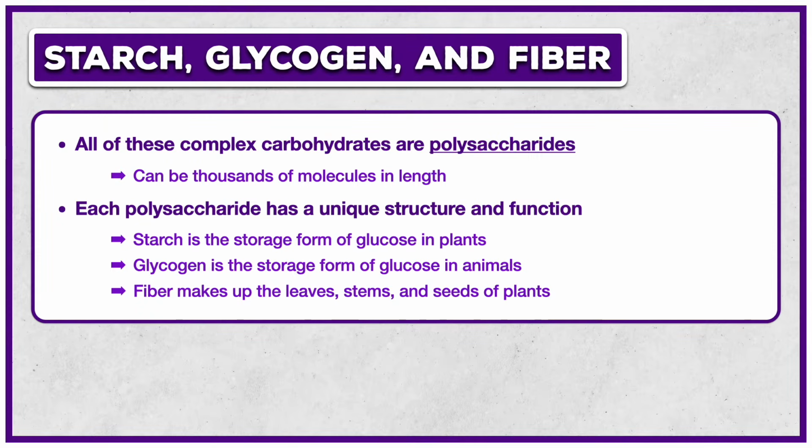Starch is the storage form of glucose in plants. Glycogen is the storage form of glucose in animals. Fiber makes up the leaves, stems, and seeds of plants.